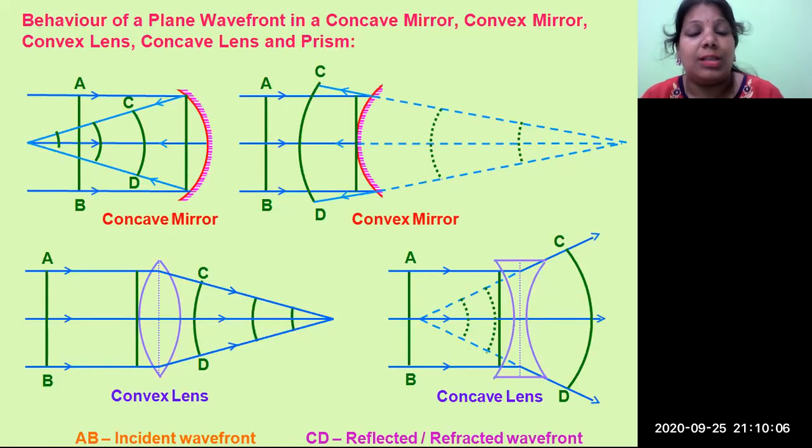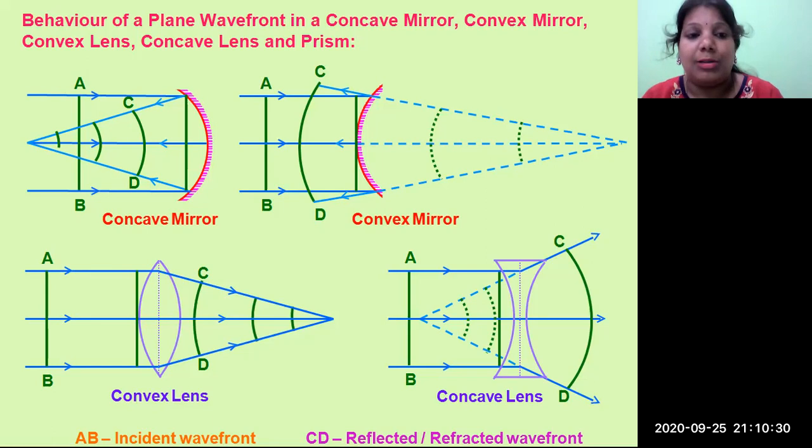Coming to the behavior of plane wavefronts in terms of concave and convex mirrors, that is, the behavior of a plane wavefront in terms of mirrors and lenses. We all know about the mirror: the light will reflect back. From a lens, the light will propagate through the lens.